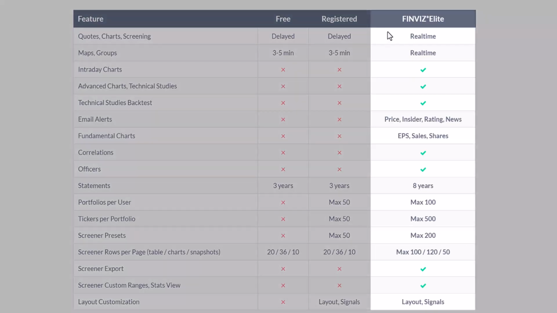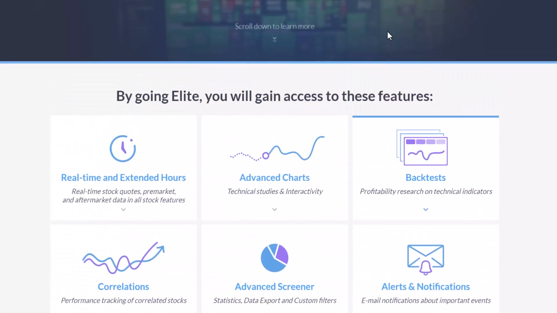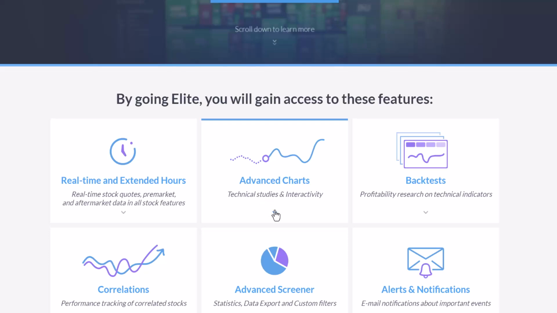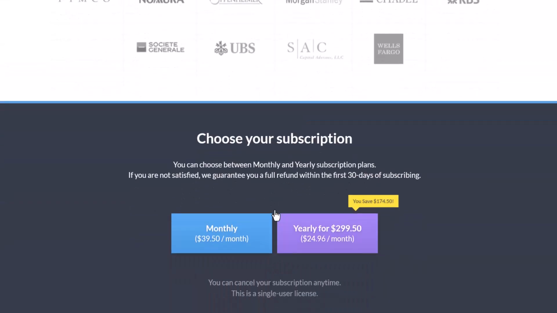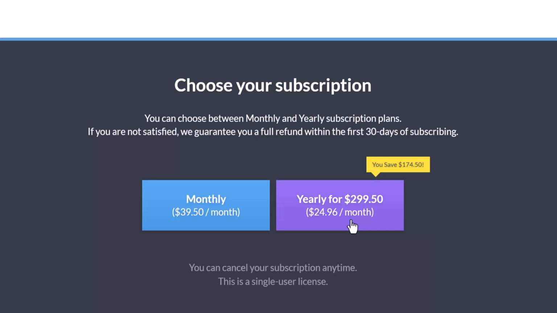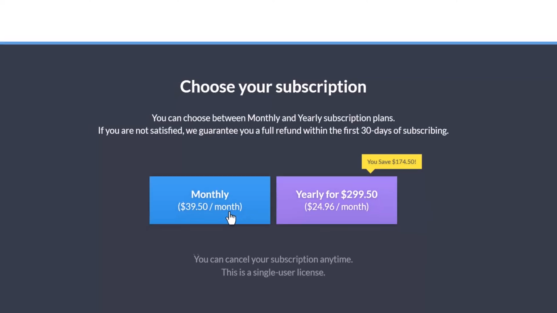Finviz Elite is the paid plan here. This does give you access to real-time data. It also gives you more portfolios, more screener presets, and then a few extra tools, including a backtesting module, correlation analysis, and advanced technical analysis on your charts. Finviz Elite costs $299.50 if you sign up for the whole year, but $39.50 per month if you just sign up on a month-to-month basis.